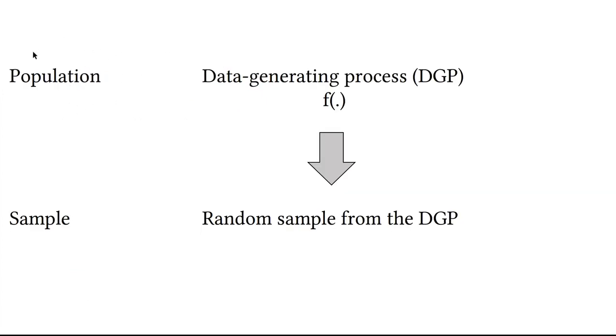We often talk about population, and we talk about samples from that population. When we talk about population of interest, we think about a data generating process, something that generates a variable of our interest from some function f. When we talk about samples, we talk about random samples from that data generating process, such that this sample follows the general distribution from the population.